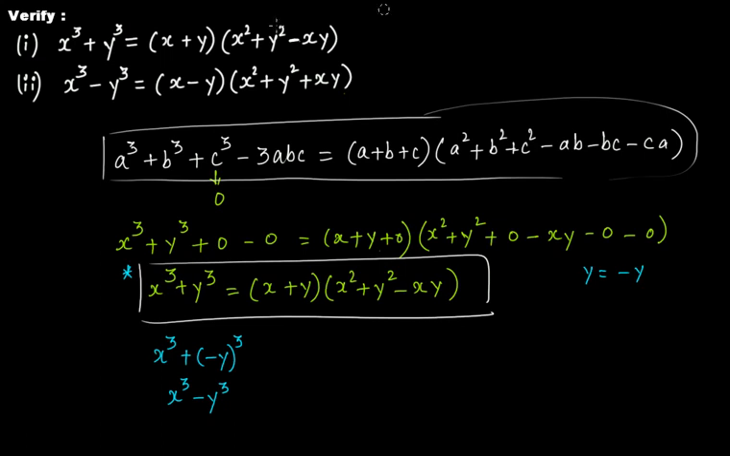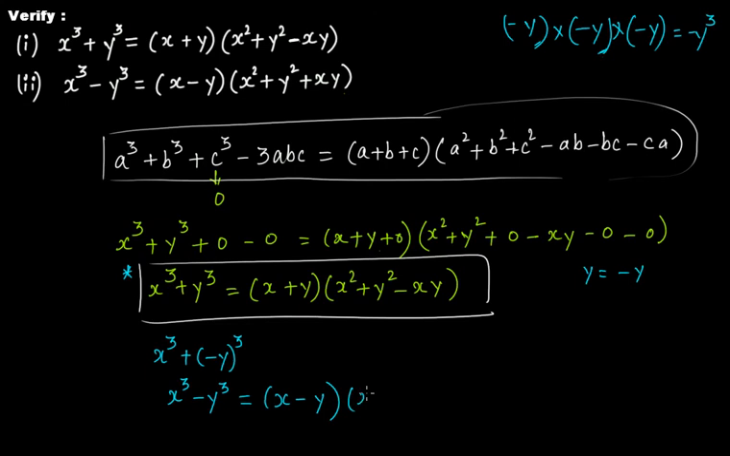Minus y multiplied by minus y multiplied by minus y is equal to minus y cubed. That's what we have here. It means that our y is actually minus y. So in this expression, put minus y wherever you have y. So this is x minus y.